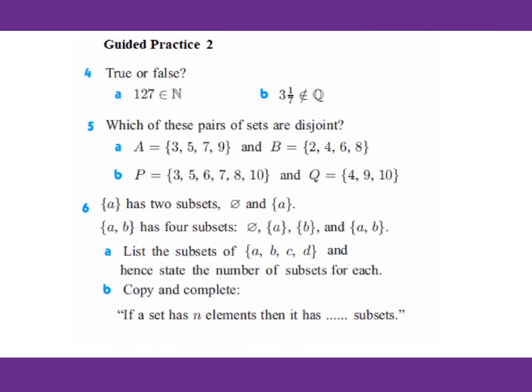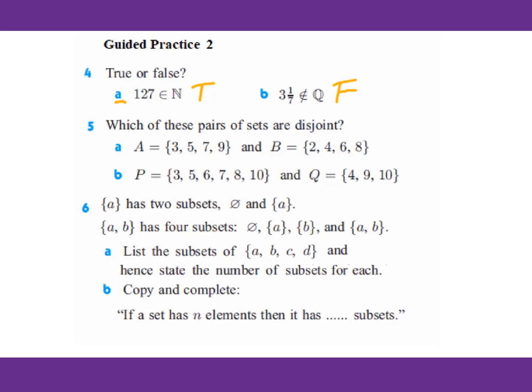Let's go to guided practice 2. True or false? For A, 3 and 1/7 is an element of a natural number set. Yeah, this is true. 3 and 1/7 is not an element of a rational number set. This is false.